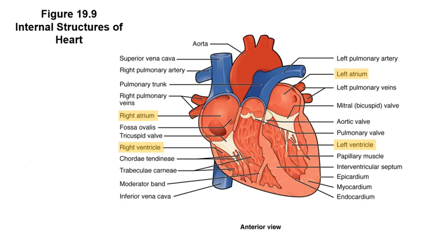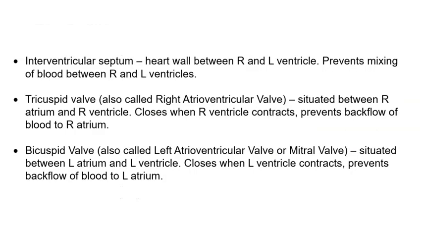Examining figure 19.9, we see that the right atrium is situated superior to the right ventricle, and the left atrium is situated superior to the left ventricle. The interventricular septum is a structure of the heart wall that's found between the right and the left ventricle. The interventricular septum prevents the mixing of the blood between the right and the left ventricles.